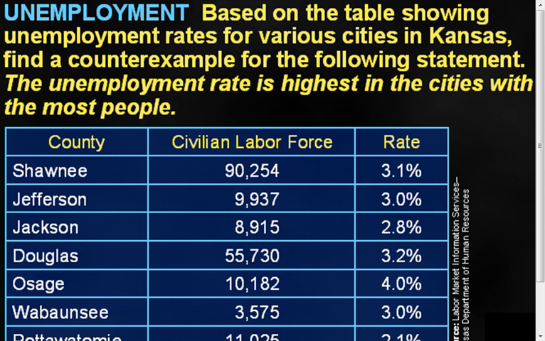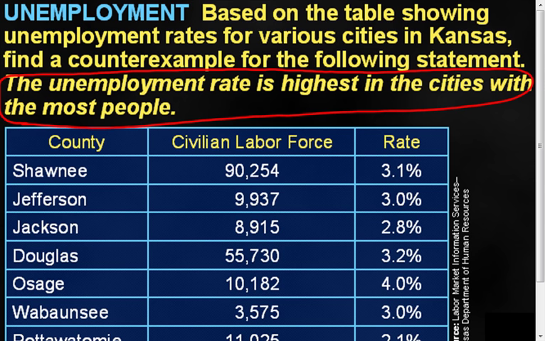on unemployment rates for various cities in Kansas, and we want to come up with a counterexample for the following statement. The statement is right here. It says the unemployment rate is highest in the cities with the most people. So basically what that tells me is if I were to arrange all of the populations and then look at the unemployment rates, my biggest population would have the biggest unemployment rate, and as the populations went down, the unemployment rates would go down. But apparently this is a false statement because somewhere in here we should be able to come up with a counterexample.